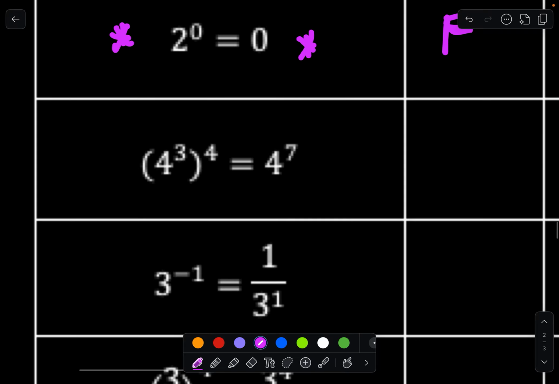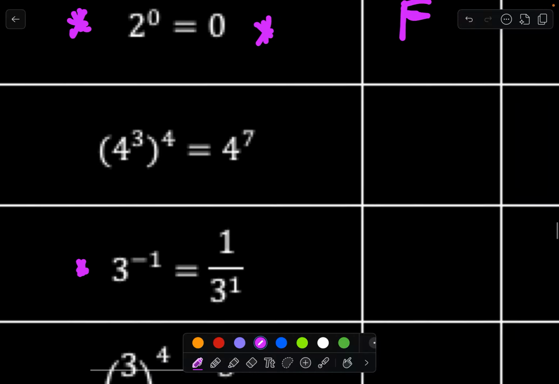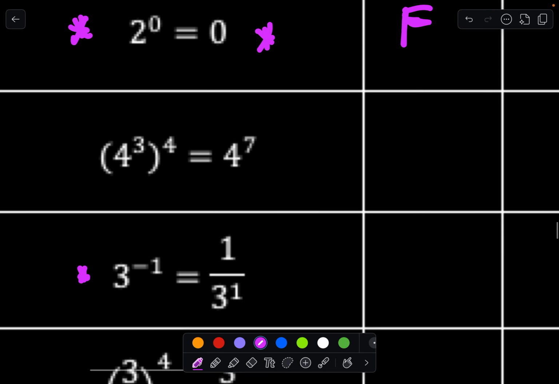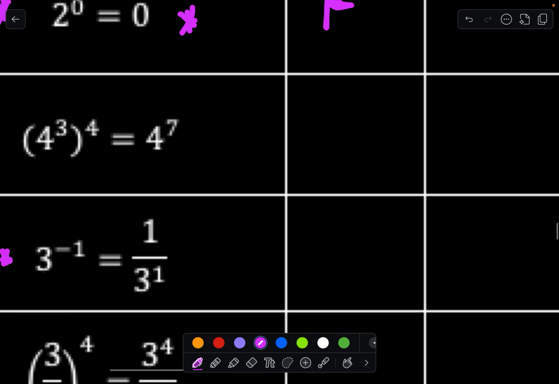The other one is this one down here, too, the 3 to the negative 1 power. Now, is 4 to the 3rd to the 4th power equal to 4 to the 7th? I know for a fact it's false. All right? You may not, but I do. Because remember, what does this mean?